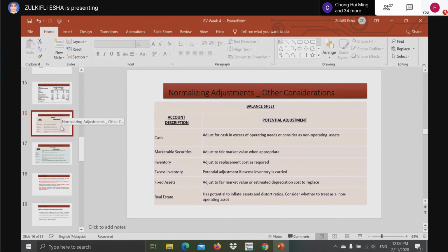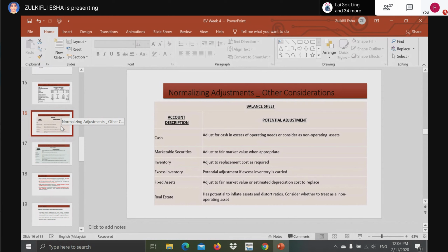The previous few slides were discussing the normalizing adjustment for the income statement. This slide is talking about normalizing adjustment for the balance sheet. These are the items that you will find in your balance sheet.